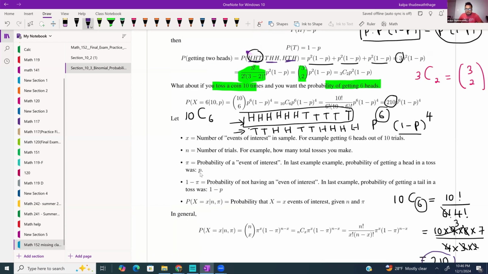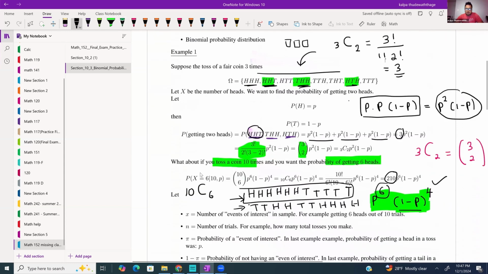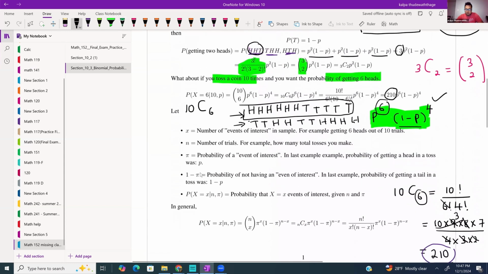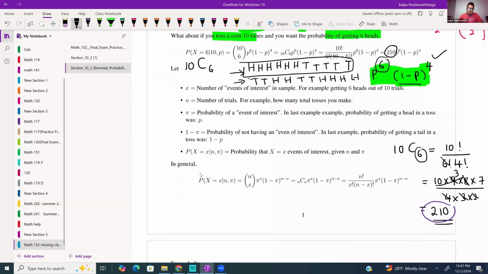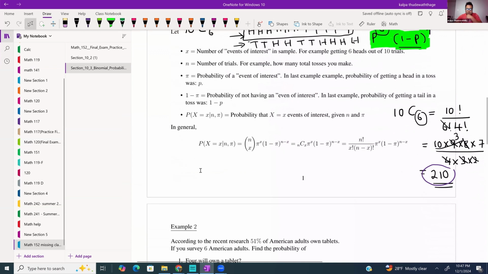So you have to multiply this quantity with 210 to get the correct probability. This is a little complicated, not complicated, but you can take your time to understand. Here, I write down a notation, a kind of probability distribution formula called the binomial distribution. But don't worry, this is just a notation.